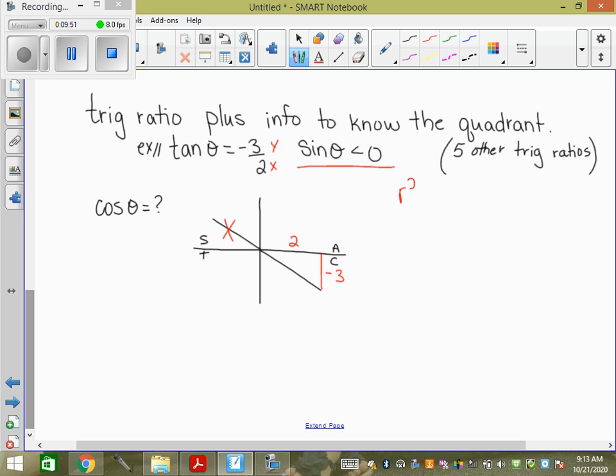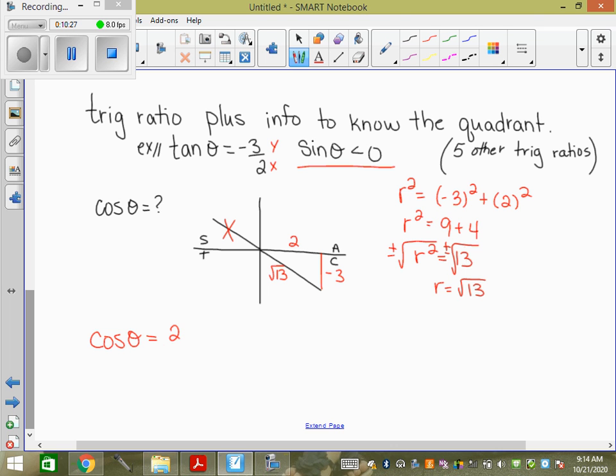So then we would go r squared equals -3 squared plus 2 squared. R squared equals 9 plus 4. R squared equals 13. And then I get plus or minus root 13. And in this case, r has to be positive, root 13. So if I had not drawn it, I would have been okay. But for secant, cosecant, sine, and cosine, I have to. And then I want cos. So cos theta equals x over r. So it's going to be 2 over root 13, and then rationalize.